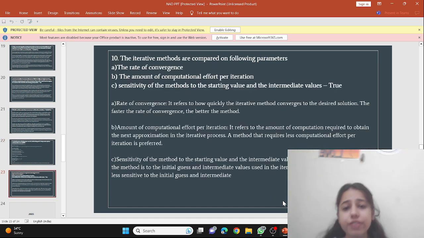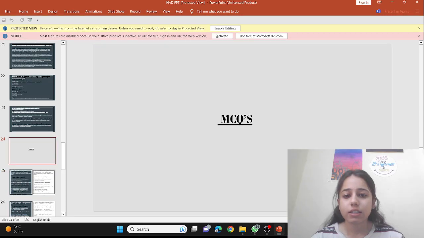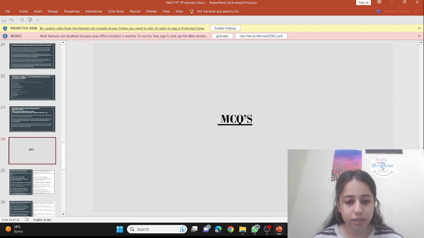Tenth question is, the iterative methods are compared on the following parameters: the rate of convergence, the amount of computational effort per iteration, sensitivity of the methods to the starting value and the intermediate value. This is also true. Now let's begin with our MCQ part.